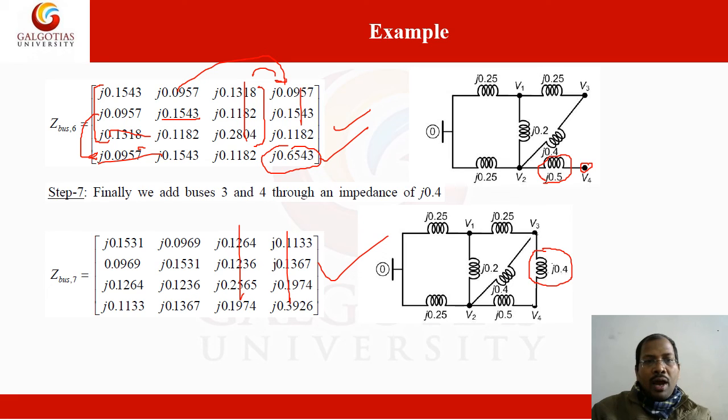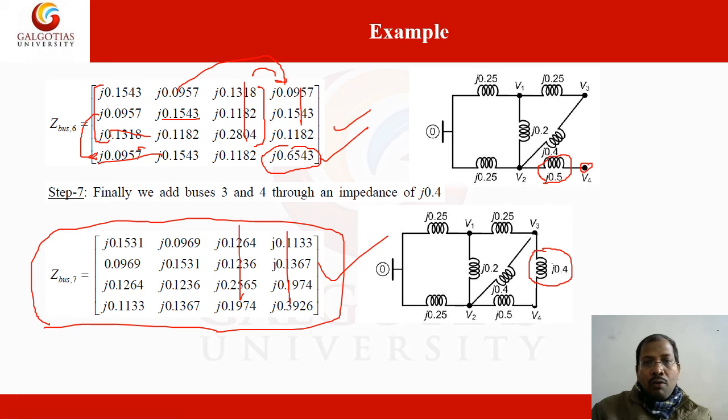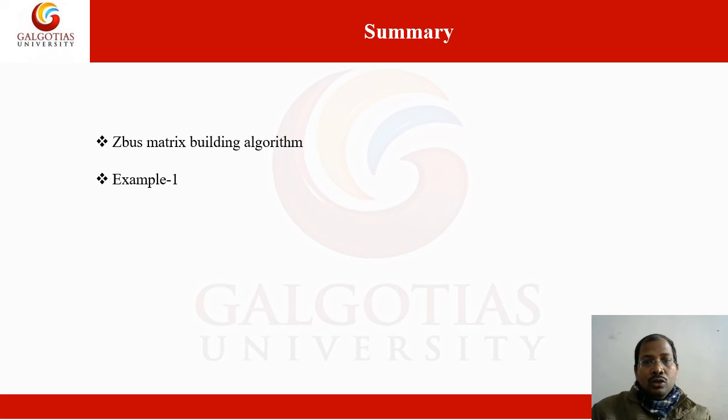So this is the final impedance Z bus matrix of the given network. At this stage we are completing the complete network. So we are getting the final result. So this is all about the building algorithm of the Z bus. So thank you.